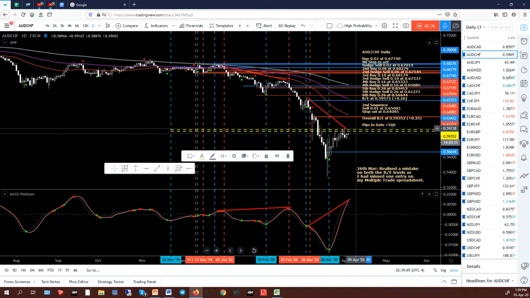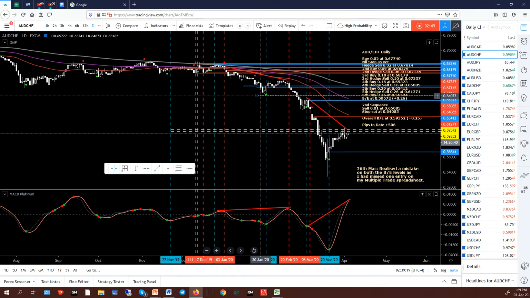Really, these yellow lines are my break-even lines. I've got one for overall break-even because I've got two sequences. You see second sequence, and this will be the first one. And the second sequence has actually got a stop loss in. That's the red dotted line.